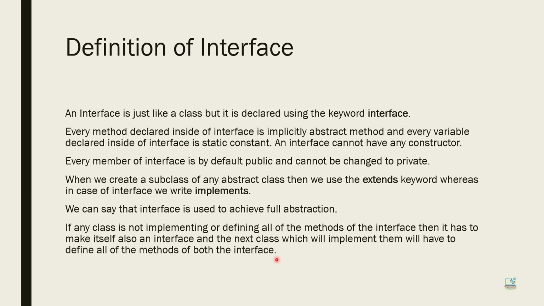If you want to derive a class from an interface, then your class must implement or define all of the methods which are in the interface. But if you are not doing that, then your class is not possible. You have to make it an interface. It means your interface will extend another interface, and then the next class in the line will define all of the methods from both of the interfaces.